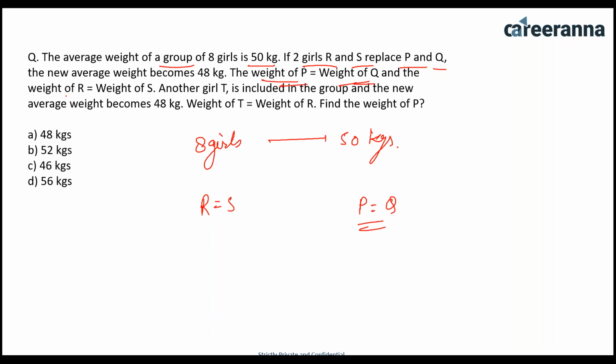Another girl, T, is included in the group with the new average weight of 48 kg. It's a very easy question, guys. I'll tell you how. So weight of T equals weight of R. That means this equals T. Is it clear?